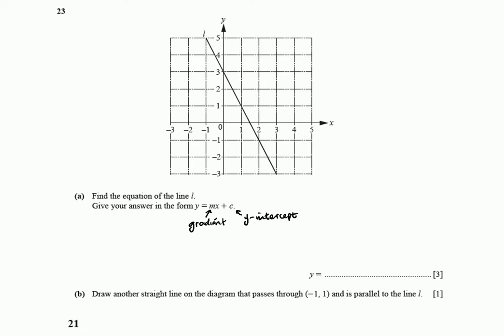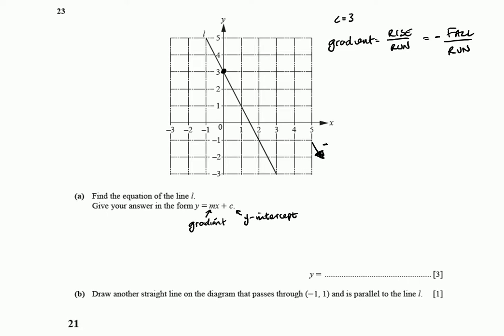Well, the y-intercept bit is really easy. It crosses the y-axis over here at 3. So I know that c equals 3. Now to find the gradient, gradient equals rise over run. Another way to think about this for a line that's going downhill, like this one, is as the fall over the run, and it's going to be minus to show that it's going downhill.